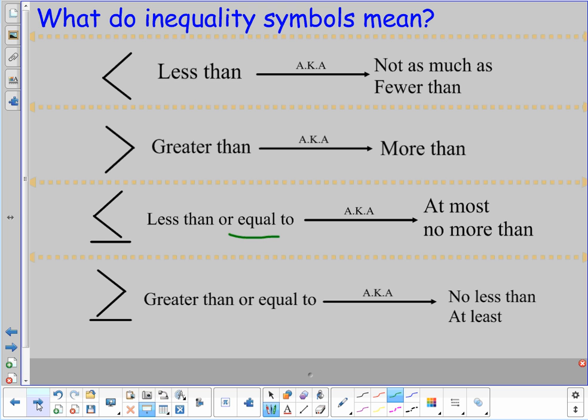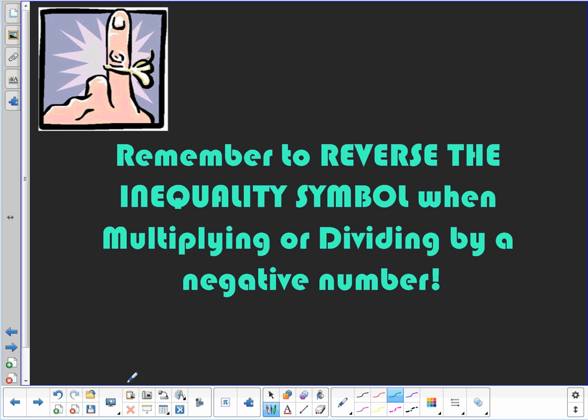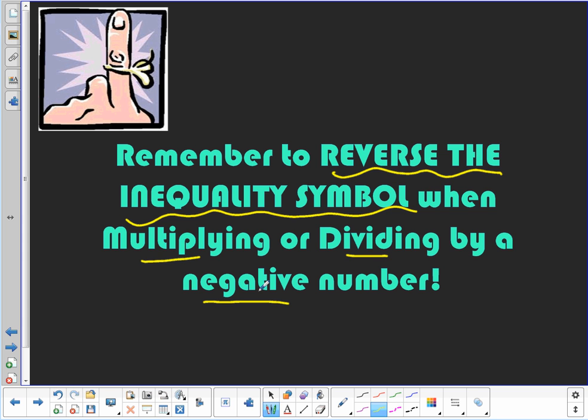And then the one last thing that we need to think about when we're solving inequalities that's different than equations is that we need to reverse the inequality symbol when multiplying or dividing by a negative number. We do the division of a negative number a lot. It's the multiplying by a negative number that throws us. So it's both of these things. When we multiply or divide by a negative number, we reverse the inequality symbol.